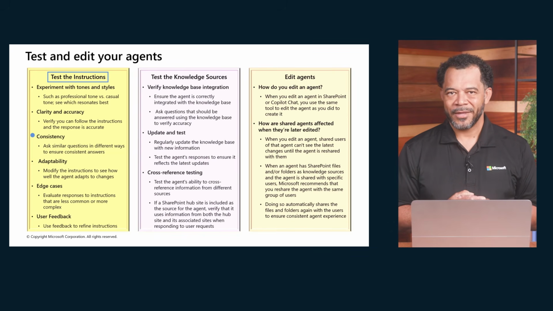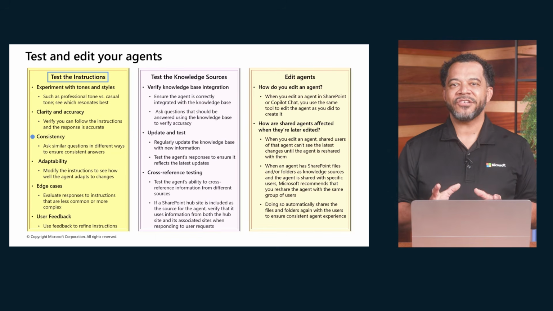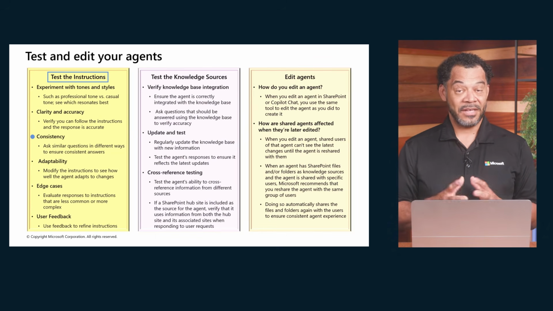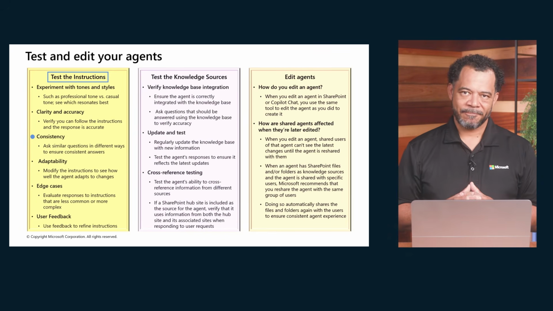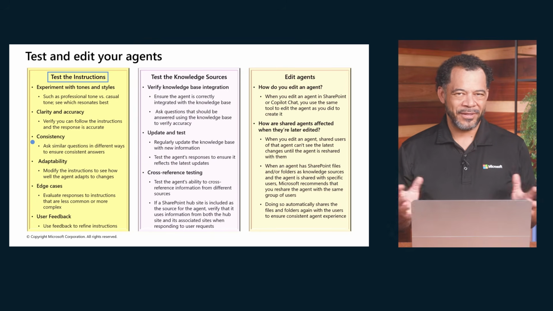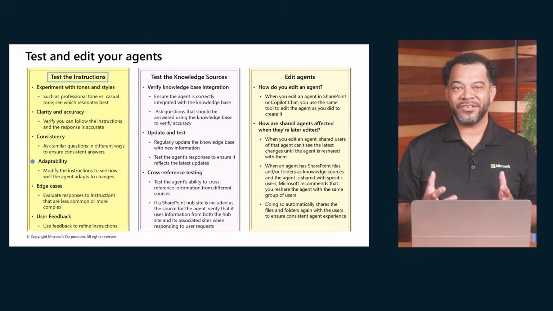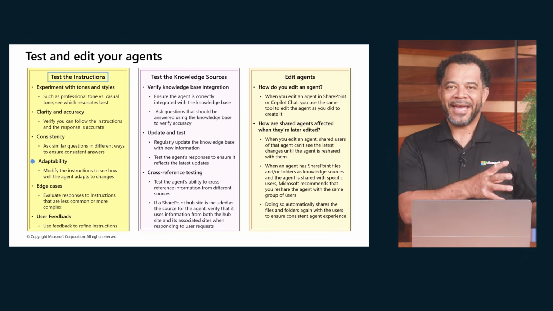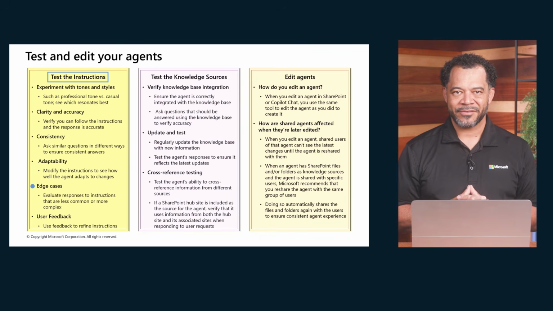Consistency is another big one. Ask similar questions in different ways to see if the agent gives consistent answers. If it doesn't, that's a sign you may need to refine the instructions. And don't forget adaptability. Change the instructions slightly to see how well the agent adjusts. Can it handle edge cases? Can it respond to more complex or unusual requests?